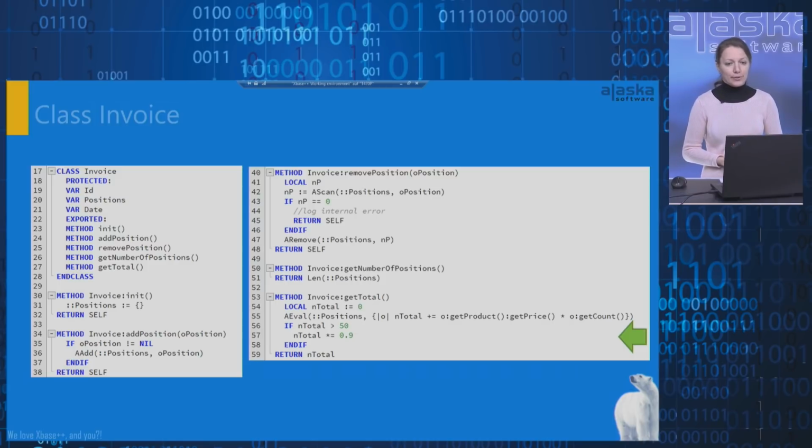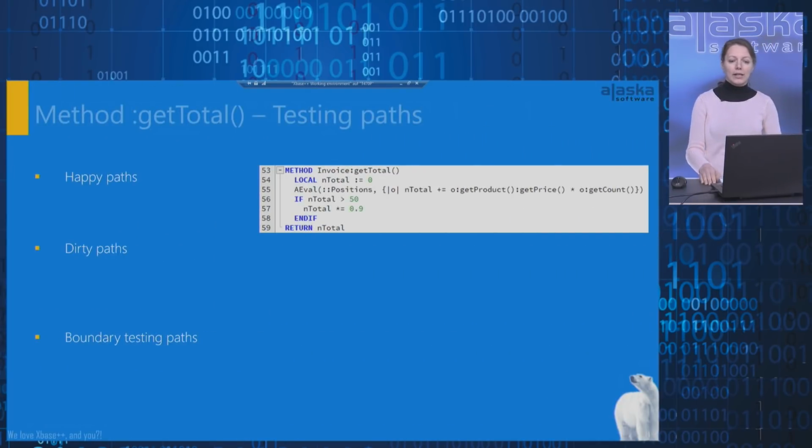And the method getTotal calculates the total sum of the invoice. If the total sum is greater than 50, the customer gets a 10% discount. And the most interesting method to test here is, of course, getTotal. And there are some testing paths or scenarios in this method. Let's look at them. On the right side, we have our method under test, and on the left side, I will list possible testing paths. And I will start with the happy path.